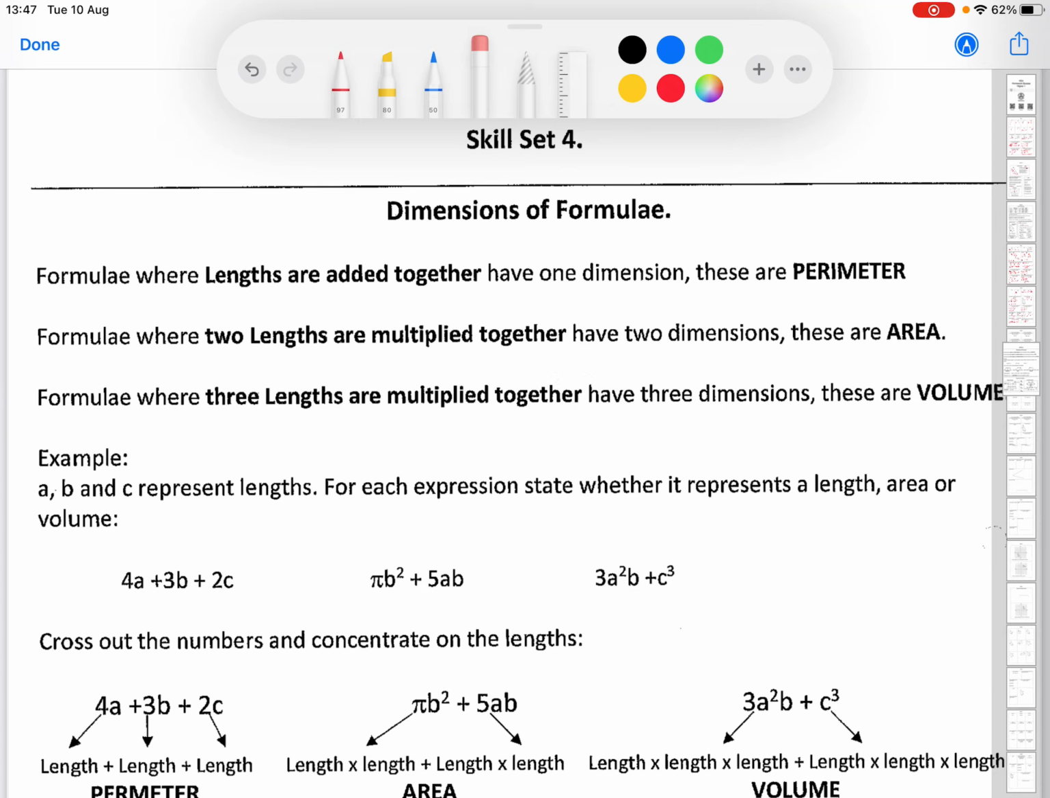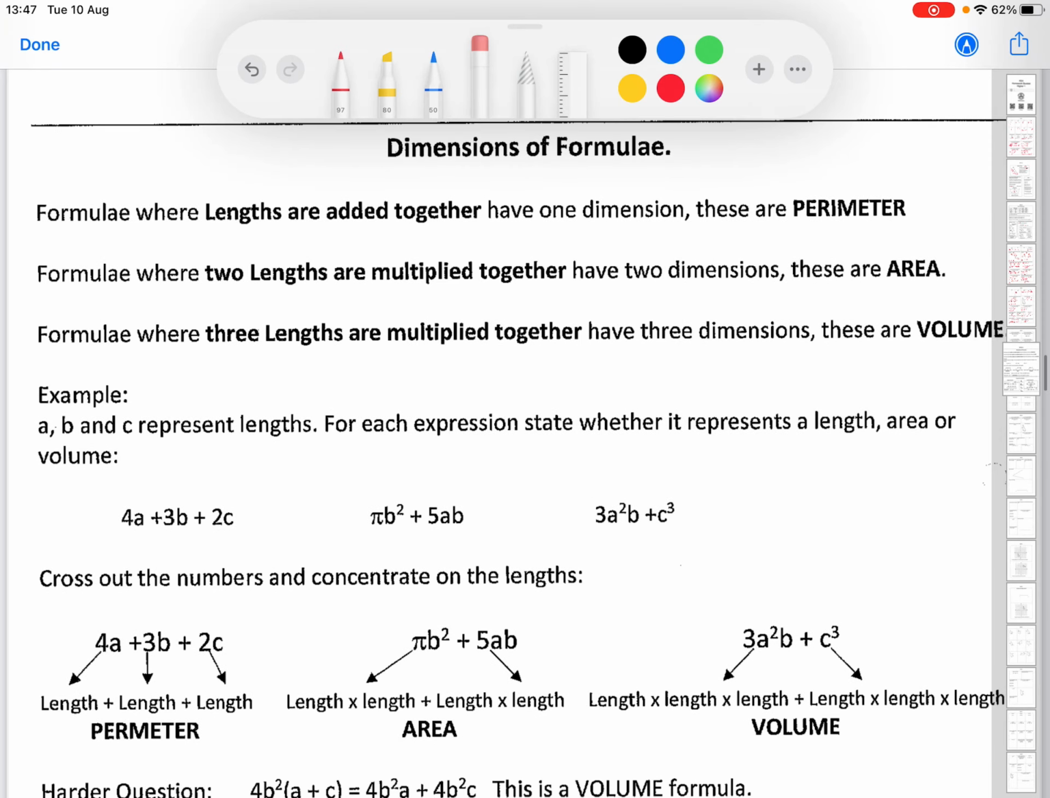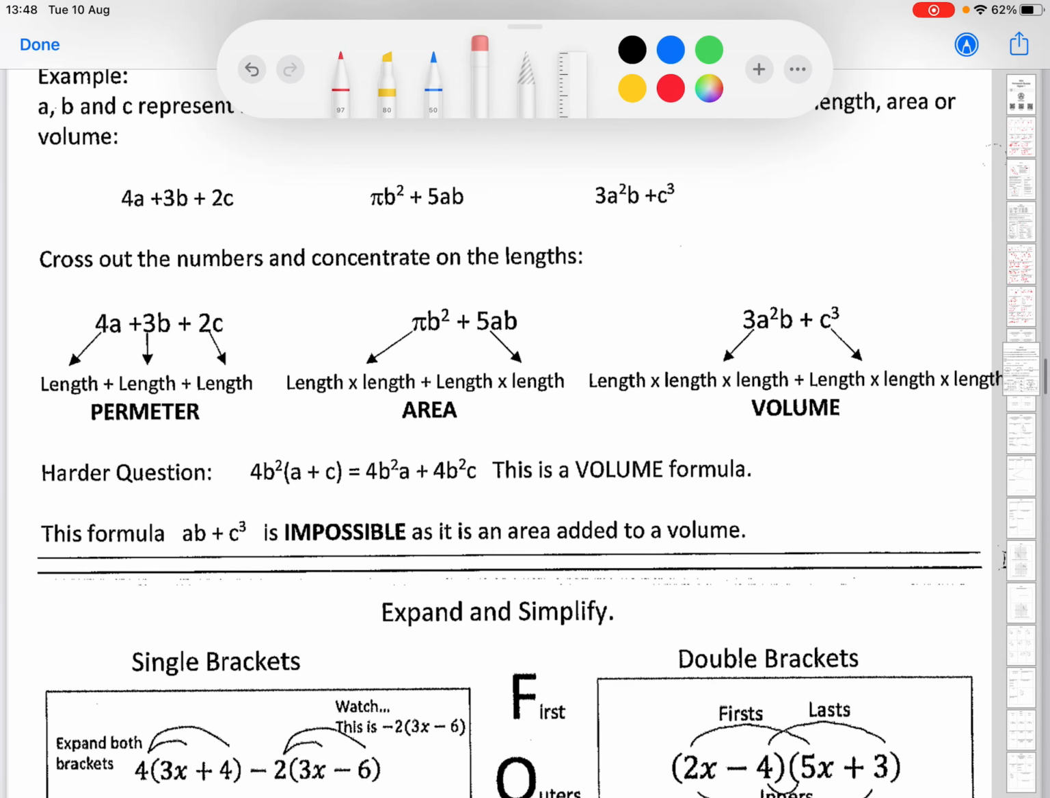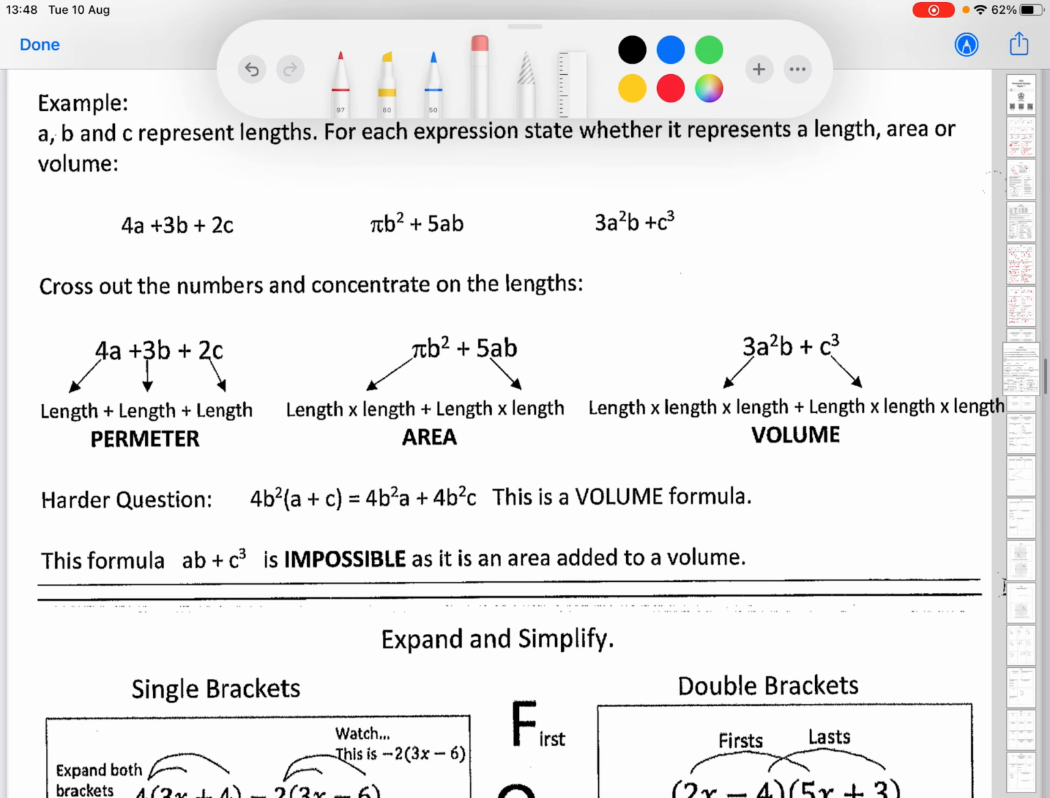If you've got three lengths multiplied, that obviously makes a volume. So if you had A times A times A, that would be A cubed, so that's a volume. If you had ABC, A times B times C, those are three different lengths multiplied, that makes a volume. So if you had 2 or 3 or 4 or 5, no matter how many volumes added, they would make another volume. So for example, I've got 3 letters here, add another 3 letters here, that makes a volume, no problem, it works. Sometimes, however, things can be impossible.